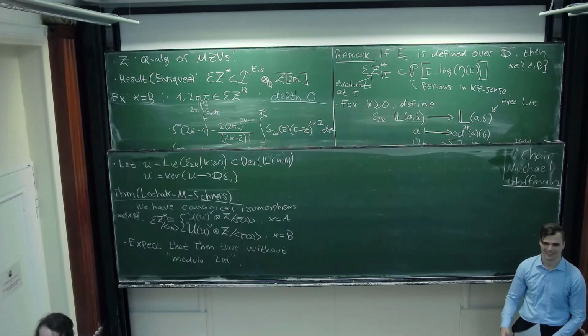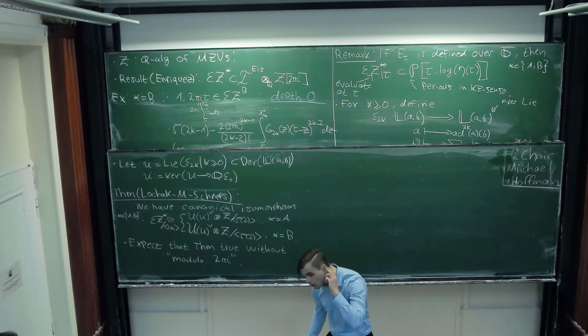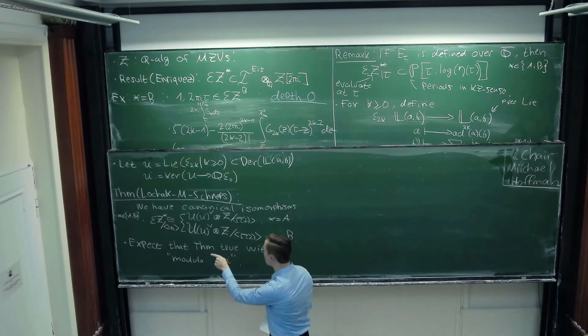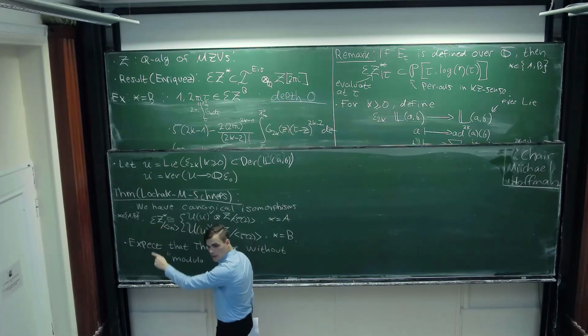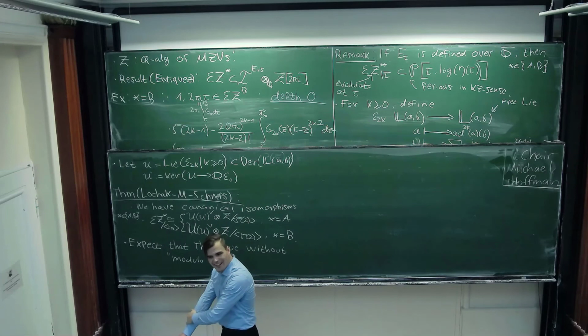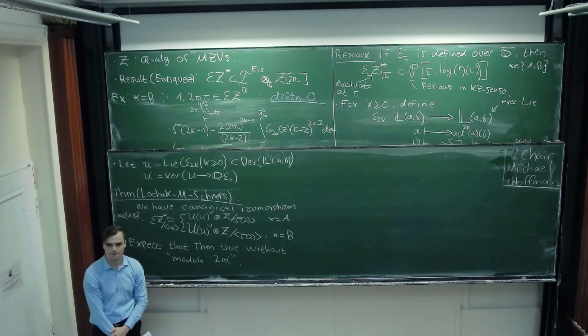Go ahead. So epsilon Z A is contained in epsilon Z B, right? This one, where star is equal to A? Yeah, exactly. That's exactly right, yeah.